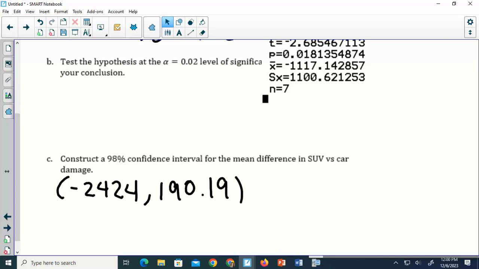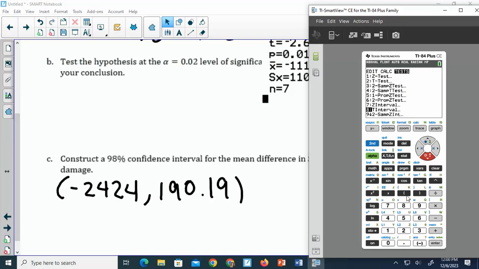So hopefully we're seeing the very first question we need to ask ourselves every time is, is this matched pairs or not? If it's matched pairs, that's when we have to do the difference. Otherwise, we're doing the two separate samples like we did yesterday. Is that okay with everyone? All right. Number 3.